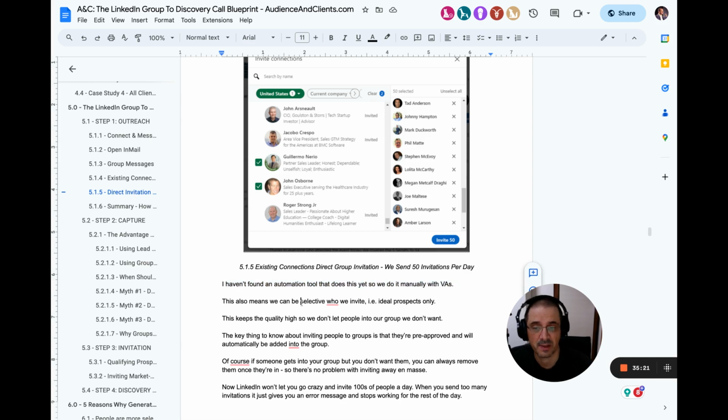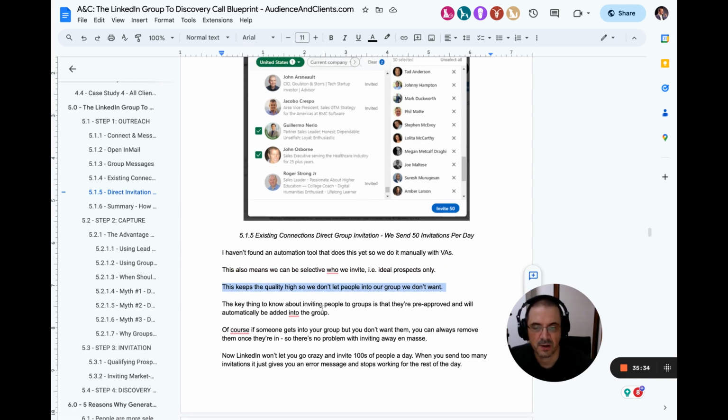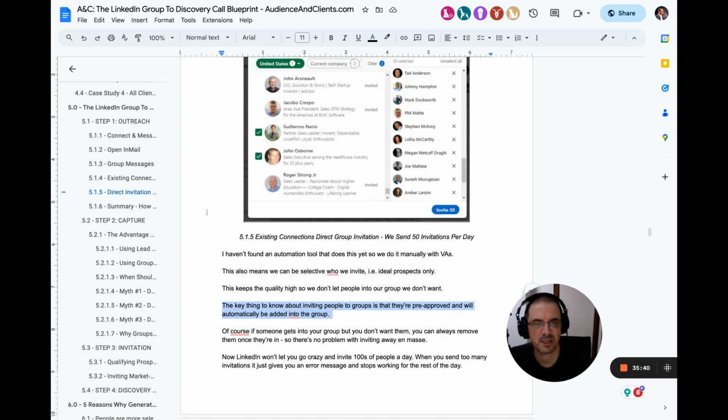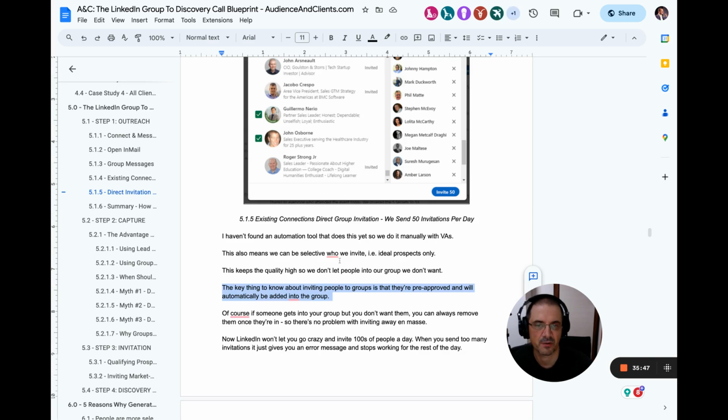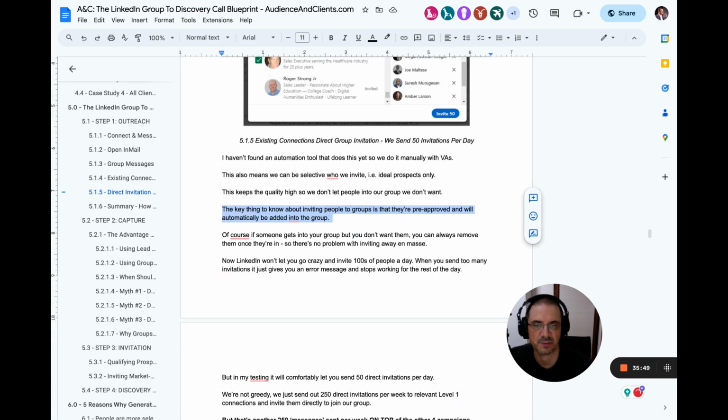Now, I haven't found an automation tool that does this yet, so we do it manually with VAs and my team. And this also means we can be selective of who we invite, i.e., we only invite people that meet our ideal client profile. This keeps the quality high, so we don't let people into our group we don't want. Not that that's really a problem. But the key thing to know about inviting people to groups is that they're pre-approved, so they will automatically be added into the group. So generally speaking, it is worth only inviting people that meet the criteria you're looking for, who have the potential to be prospects.